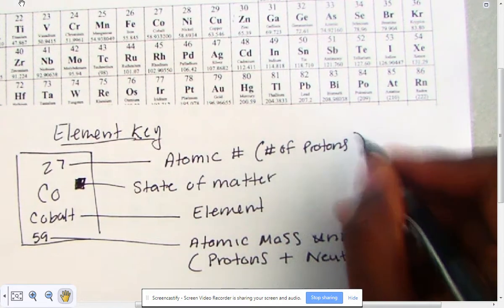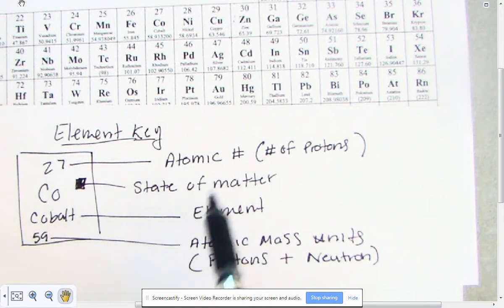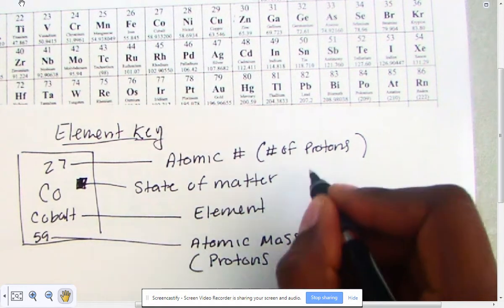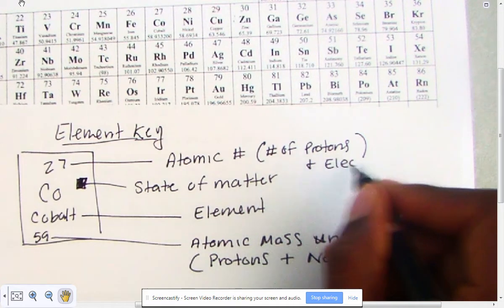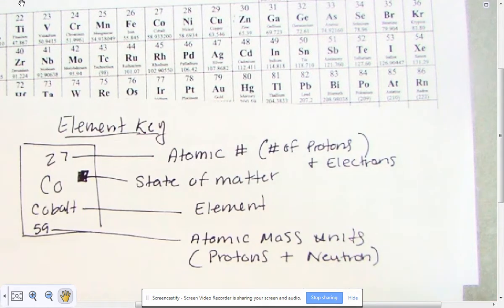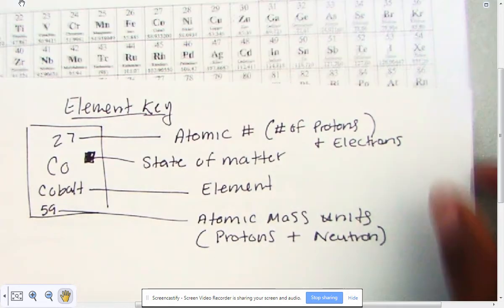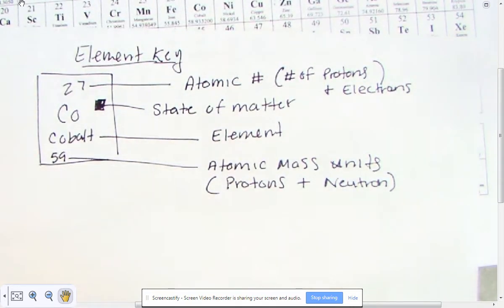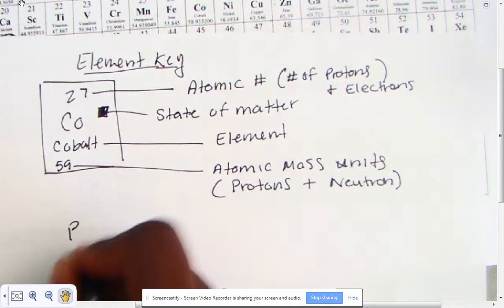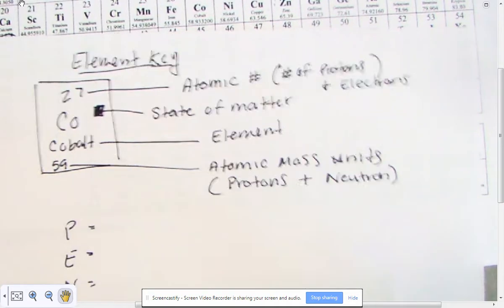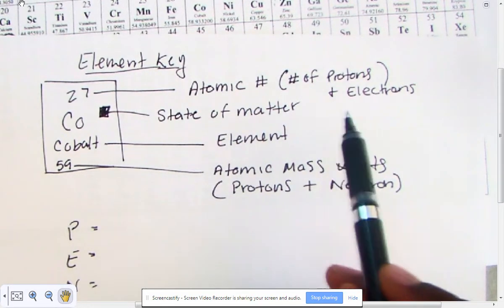Up top, in a quote-unquote normal atom, the atomic number tells you the number of protons and electrons. So sometimes, in a lot of cases, the numbers are the same. All right? And so at room temperature, this is a solid. Now that gives me all sorts of good information there. But now we got to make sense out of it. We're going to draw an atom, but before we do that, we need to figure out the components, the PEN, the number of protons, electrons, and neutrons.